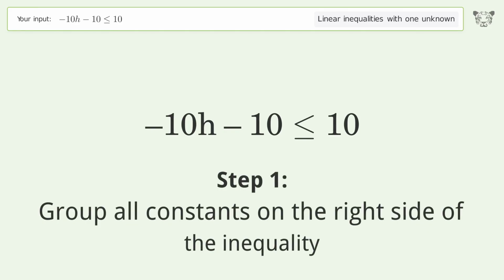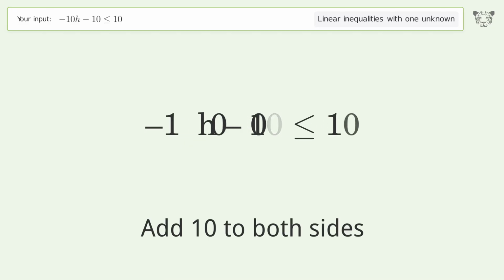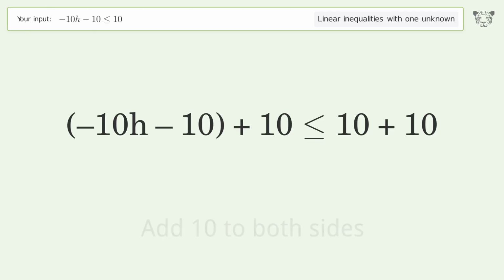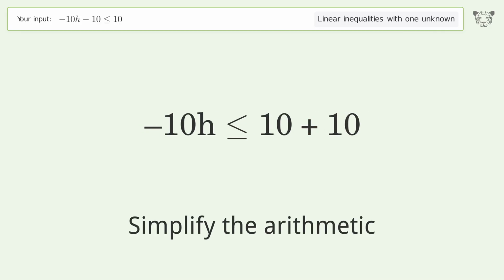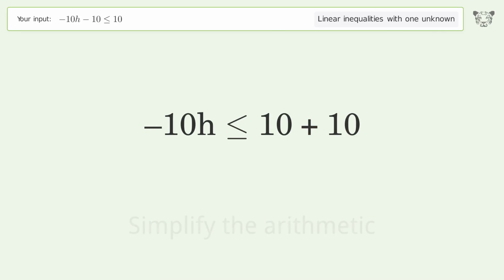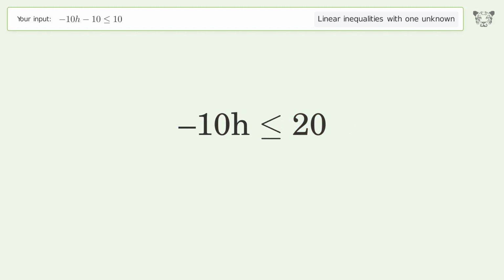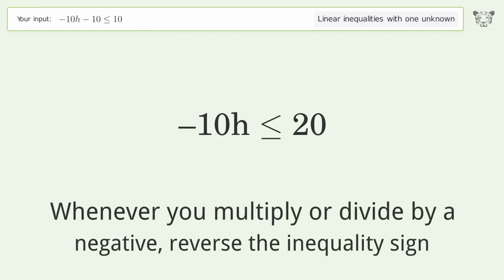Group all constants on the right side of the inequality. Add 10 to both sides. Simplify the arithmetic. Isolate the h. Divide both sides by -10. Whenever you multiply or divide by a negative, reverse the inequality sign.